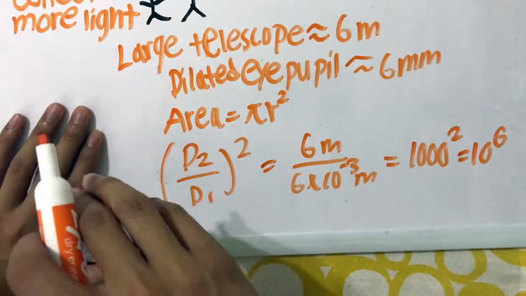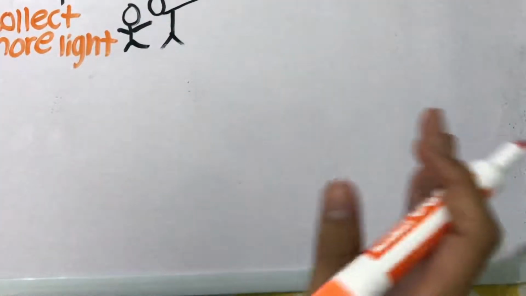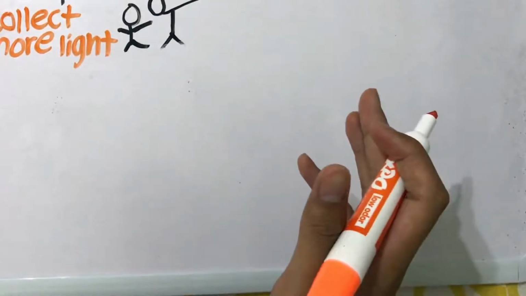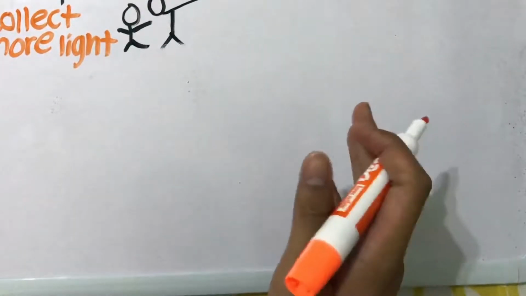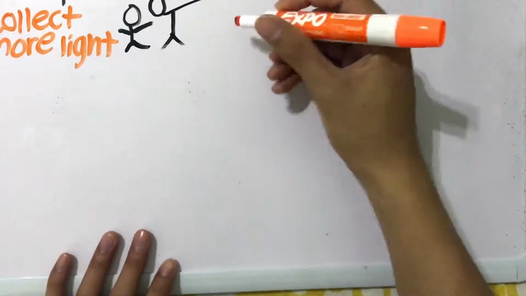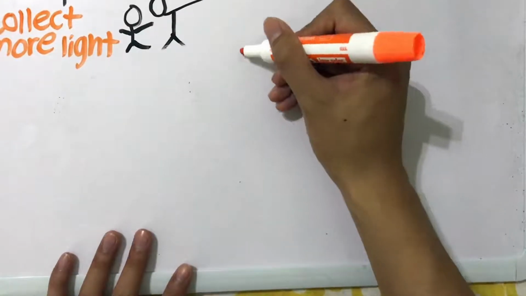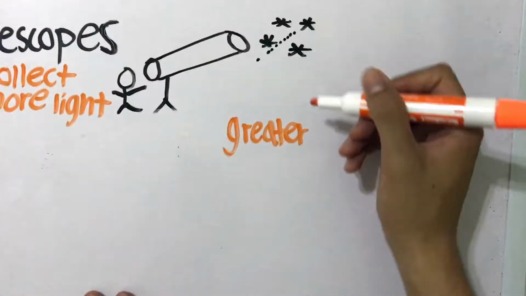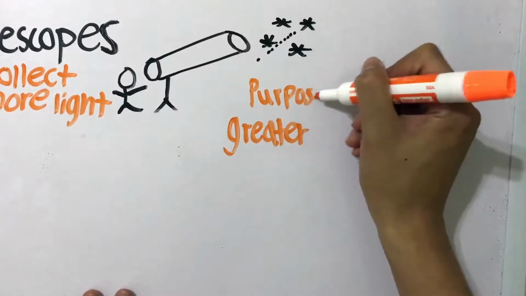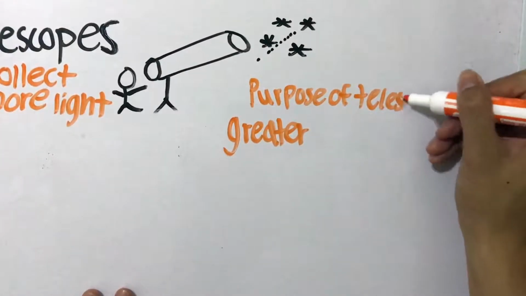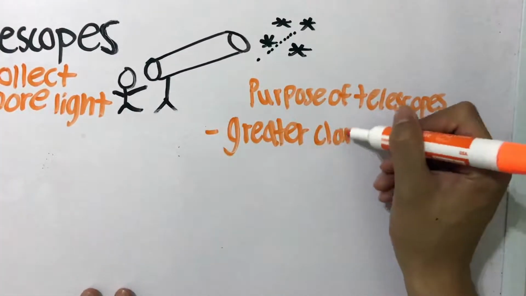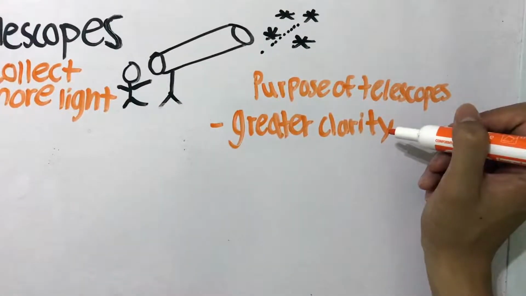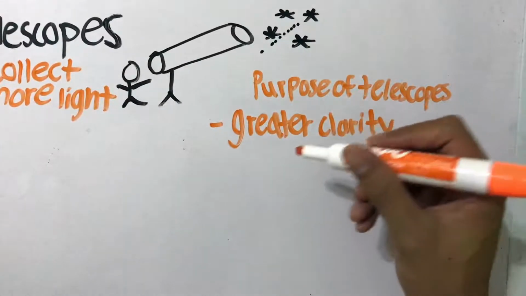for all you astronomers. So what is the purpose of telescopes besides having the ability to collect more light? Well, a telescope also provides greater clarity. So let's just list this down. Purpose of telescopes. Greater clarity is the same thing as angular resolution.